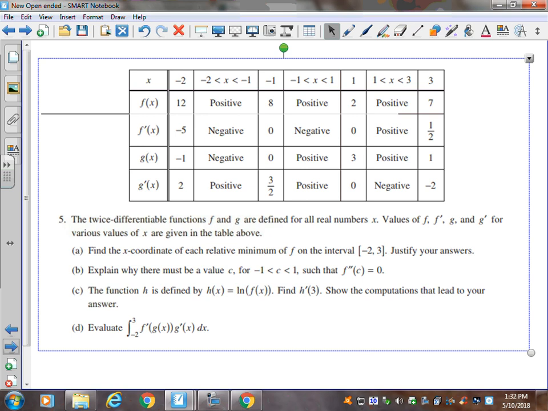So we're going to go through and look at each of these questions and talk about what part of this chart you would have to look at to know that information. In part A, it says find the x-coordinate of each relative min of f on the interval from -2 to 3. Justify your answers. Now, we're not looking at G, we're looking at F. Does that make sense so far? Everybody okay with that? All right.